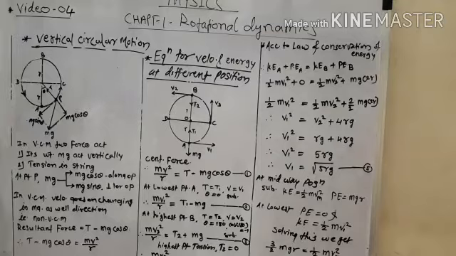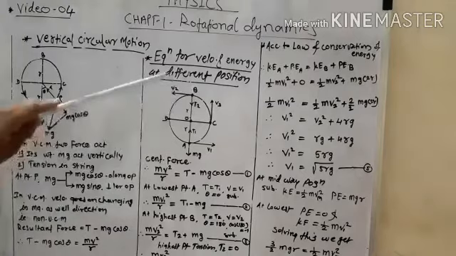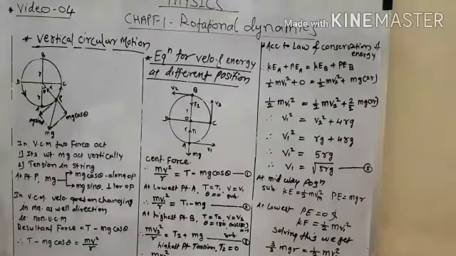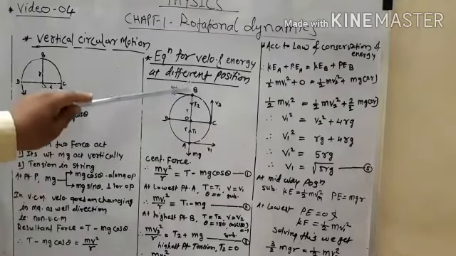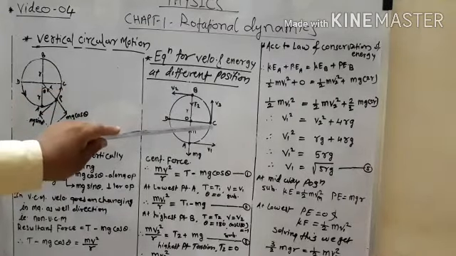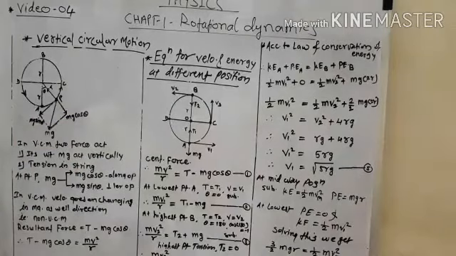So we can derive this equation for the velocity and energy at the different positions. This derivation is very simple. For that purpose we draw the circle, and we state three positions here. A is the lowest position, B is the highest position, and C is the midway position, and we have to find the velocity at these three different positions.